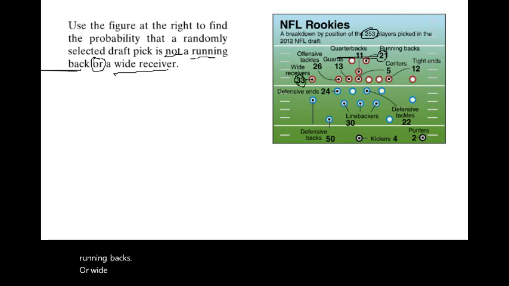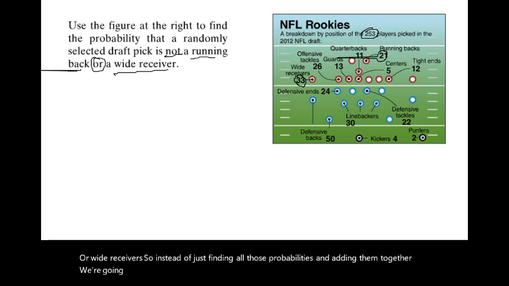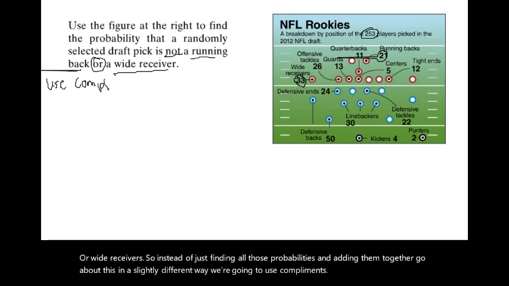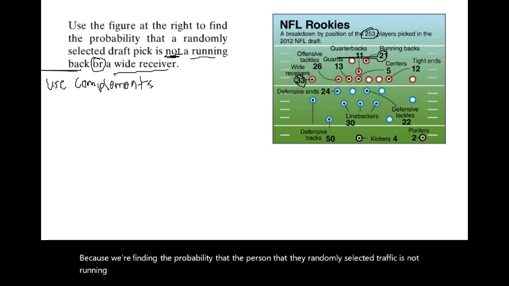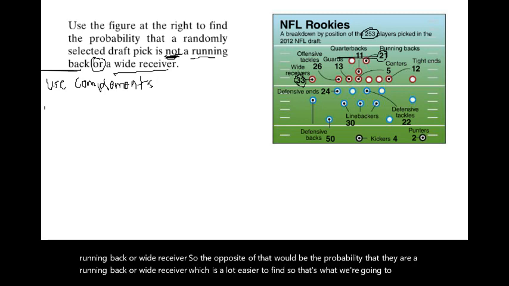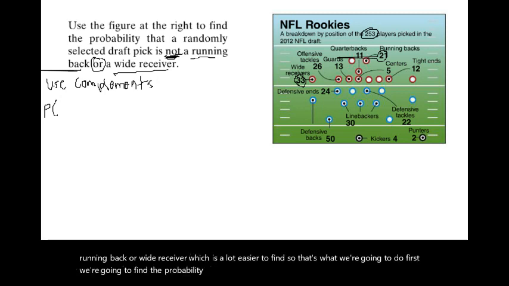So instead of just finding all those probabilities and adding them together, we're going to go about this in a slightly different way. We're going to use complements. Because we're finding the probability that a randomly selected draft pick is not a running back or a wide receiver, the opposite of that would be the probability that they are a running back or a wide receiver, which is a lot easier to find. So that's what we're going to do first. We're going to find the probability that the randomly selected draft pick is either a running back or a wide receiver, which I'm going to just denote as RB or WR.